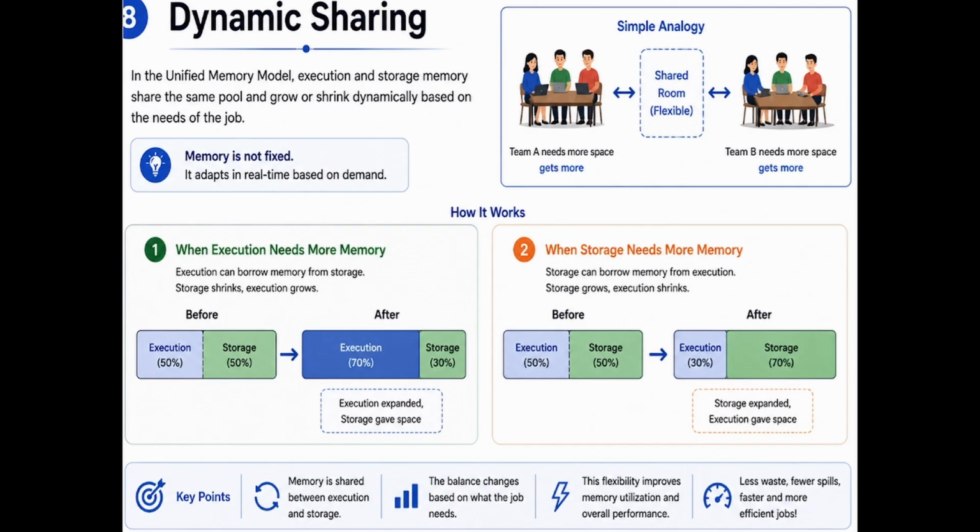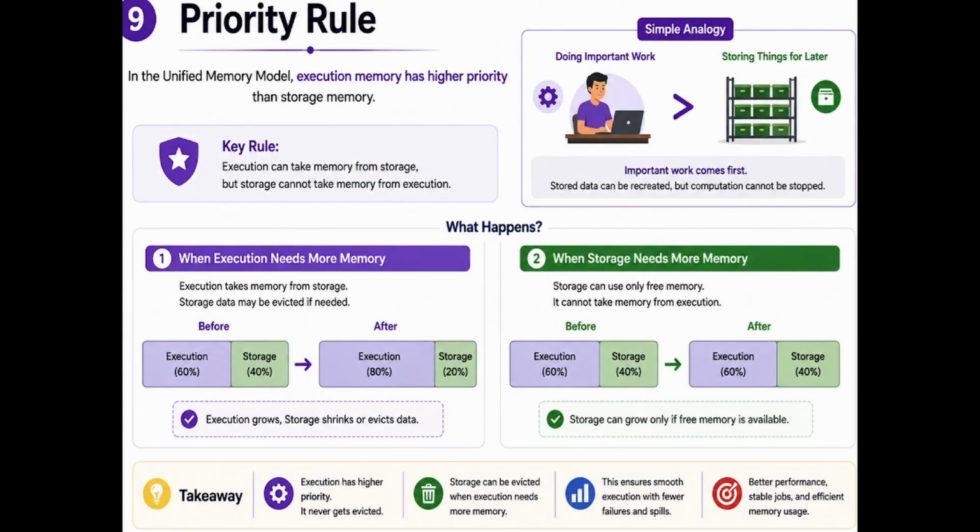Imagine two teams sharing one room. If one team grows, it takes more space. If it shrinks, it gives space back. That's exactly how Spark memory behaves internally. But there is one important rule. Execution memory has higher priority. If execution needs memory, it can remove data from storage. But storage cannot remove execution data, because Spark always prioritizes doing the work first.